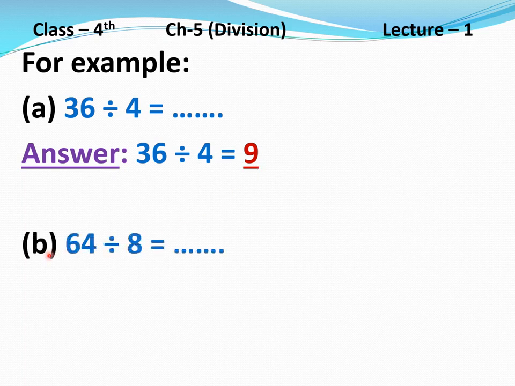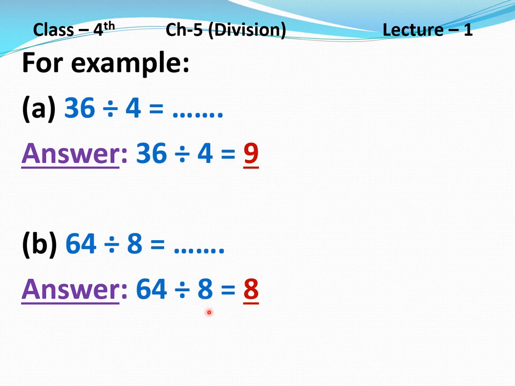Okay. Now B part: 64 divide 8 equal to dash. It means we will divide 64 by 8. So we will get 8. Okay. Write down the answer. 64 divide 8 equal to 8. So 8 is the answer. Clear?